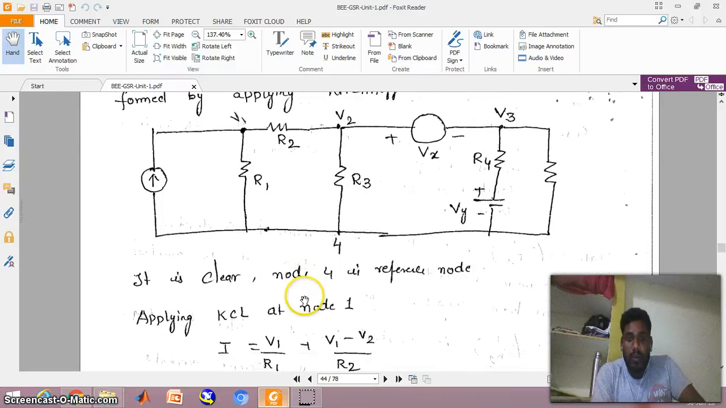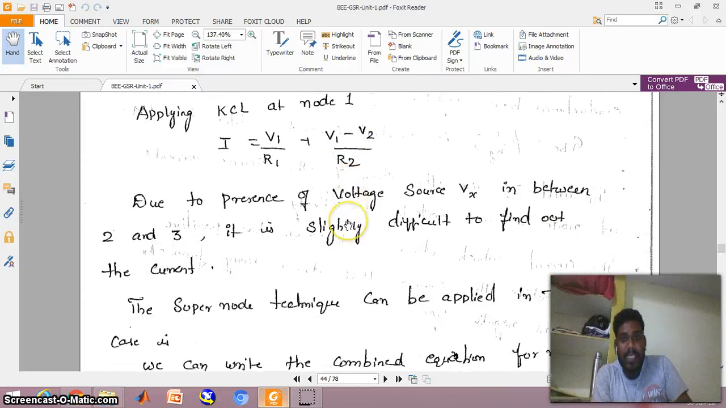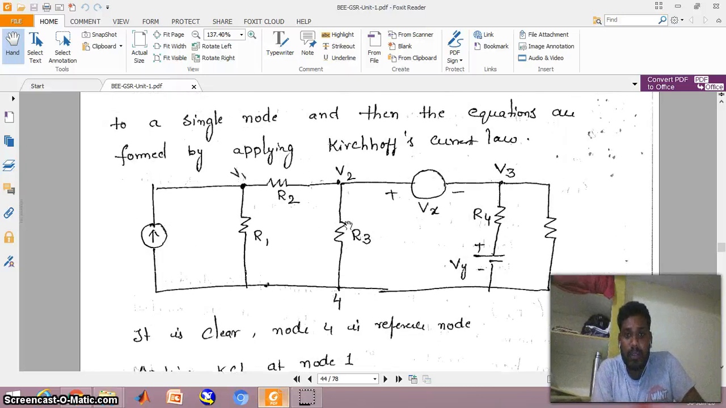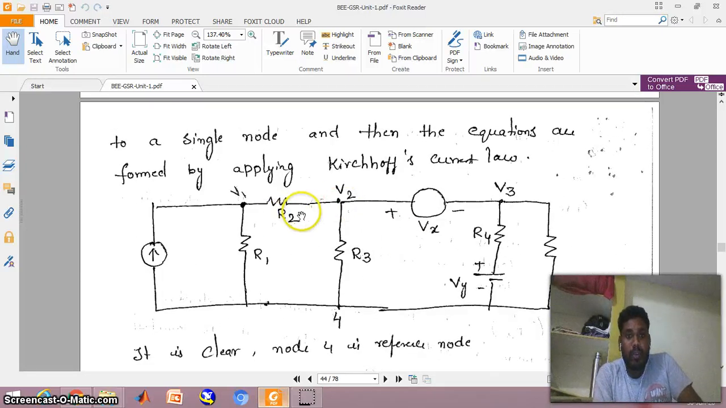Next, node 2 and node 3 are connected by one voltage source. That means these two nodes are a supernode. These two nodes are treated as a single node. That's the reason we apply KCL at node 2 and node 3 at a time. So first write the node 2 equation. At node 2, the current through R2 is leaving, and next the current through R3 is leaving.